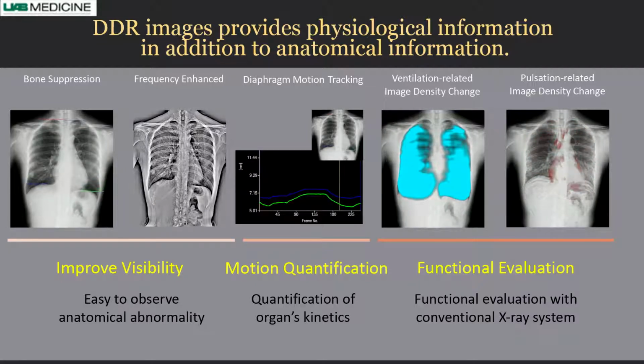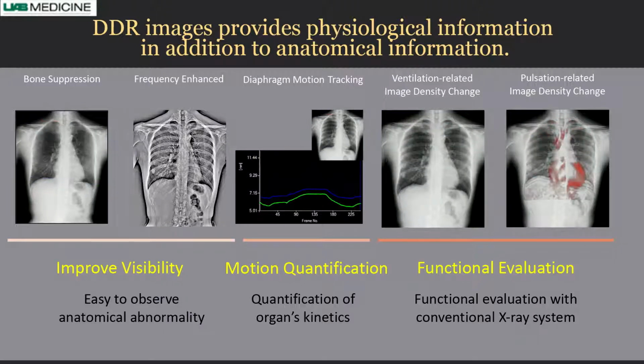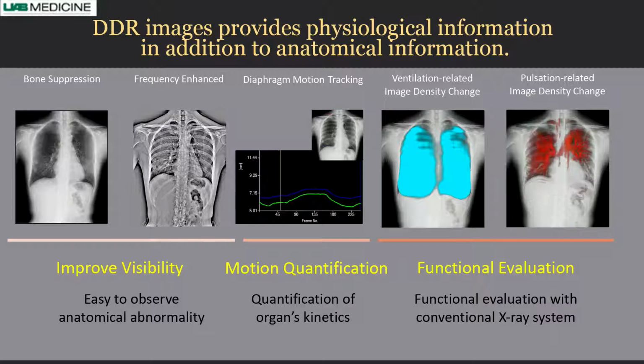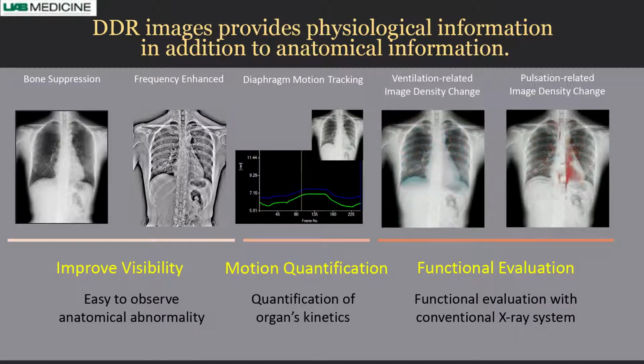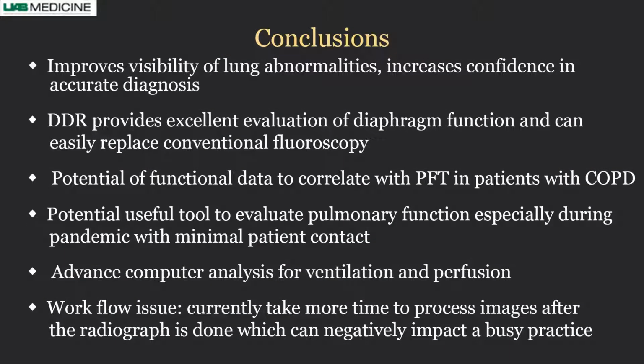So DDR images provide more visibility by clearing the anatomy. It can quantify the motion of the diaphragm, and it can also provide some functional evaluation of the ventilation as well as perfusion. So in conclusion, we improve the visibility of the lung abnormality that makes our confidence more accurate. It can provide evaluation of the diaphragm very well. We are going to replace conventional fluoroscopy.